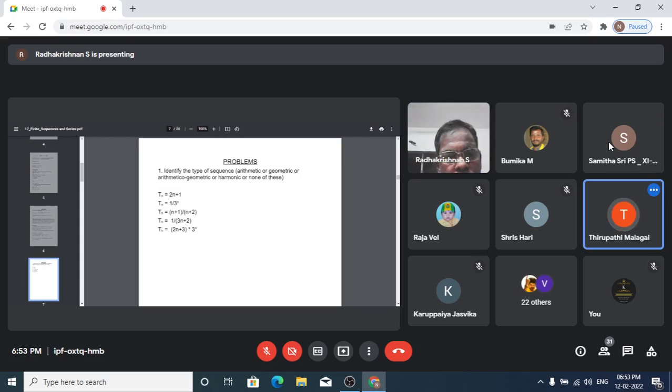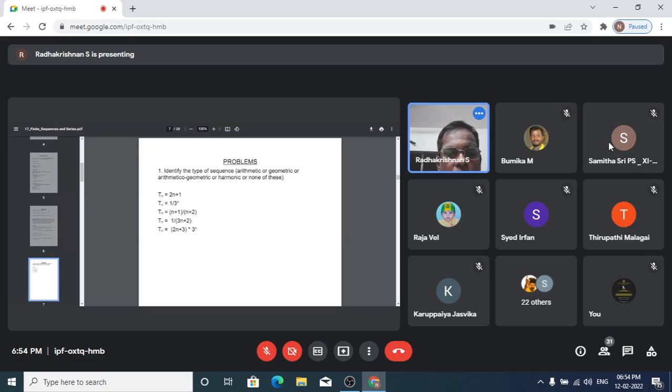So AP and GP. புரியல, சாரி என்ன கேட்டீங்க திருப்பதி? So AP and GP, arithmetic progression and geometric progression. The fourth one, 1 by 3n plus 2. Yes, sir. See, harmonic, sir. Yes, because 3n plus 2 is the arithmetic progression. Like I said, it is a linear expression. So it is 1 by arithmetic progression, so it is a harmonic progression.